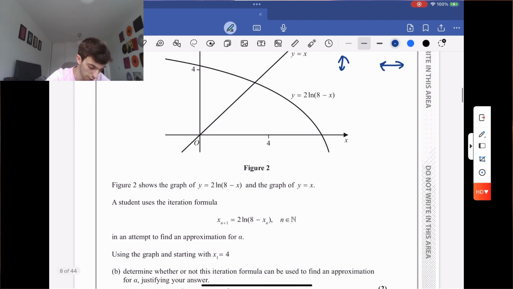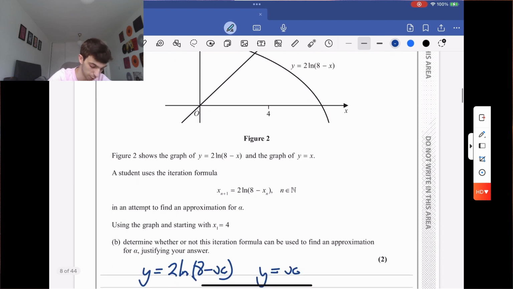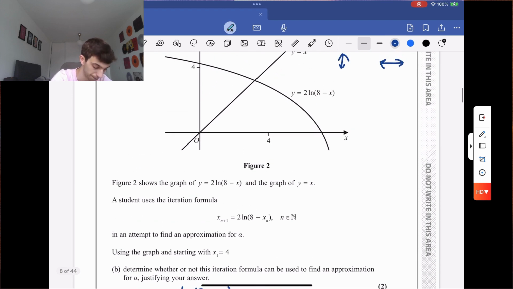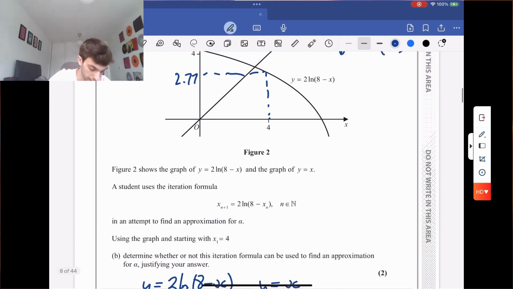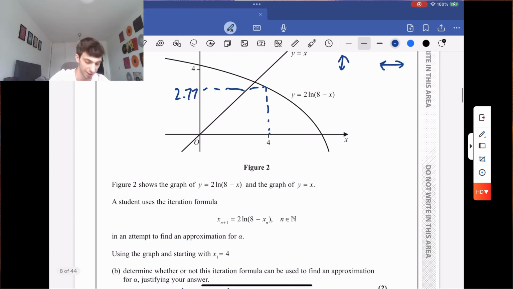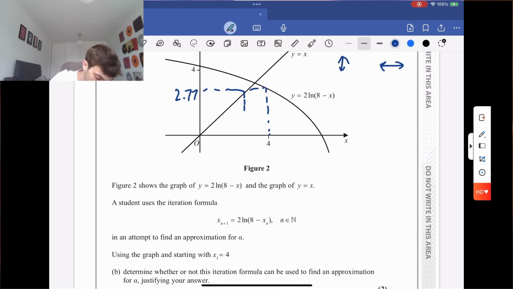And we plug this into the equation to learn 8 minus x, because the iteration equation is just the equation of our curve. Okay, so we plug it into that. If we go up then, this returns a y value of 2.77. But we know that this y value that we return will actually become the next x value that we plug in. Okay, so because we have the line y equals x, we can actually know that if we just see where it crosses this line y equals x, this will give us the location of our x value, 2.77.